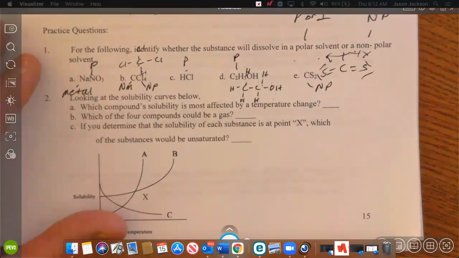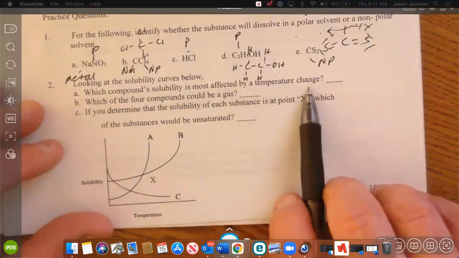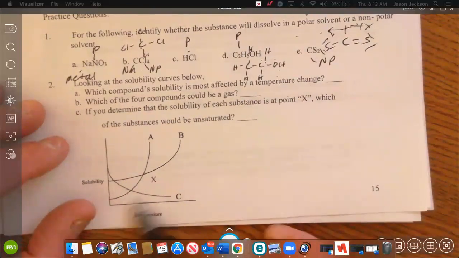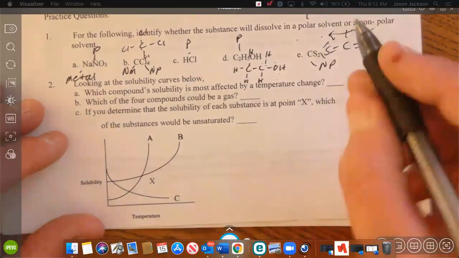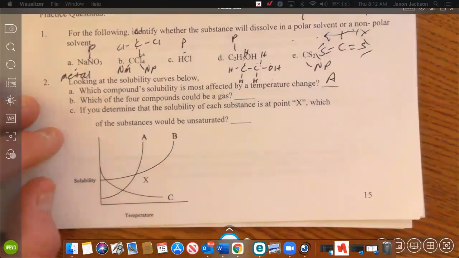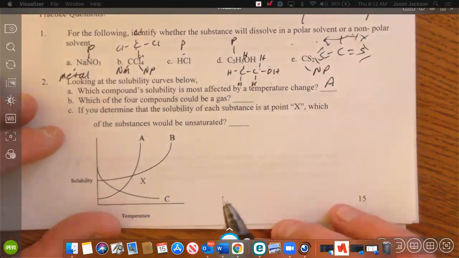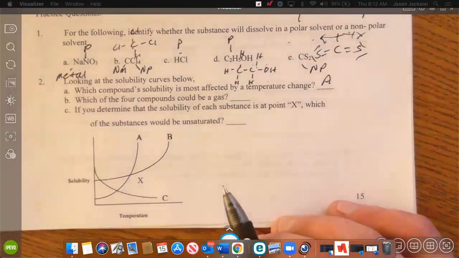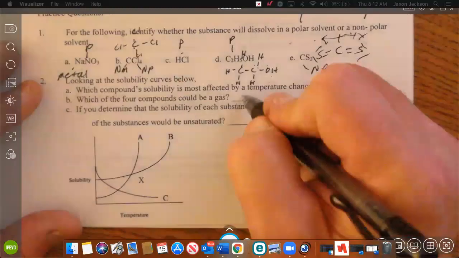Looking below, we have the solubility curves. Which compound solubility is most affected by a temperature change? Well, as we increase, this one looks like it has the greatest slope. So A is going to be affected most by a temperature change. Which of the three is a gas probably? Anybody? Which of the three would be a gas? As we increase temperature, gas solubility goes what? Yeah, it goes down. So that's going to be C.